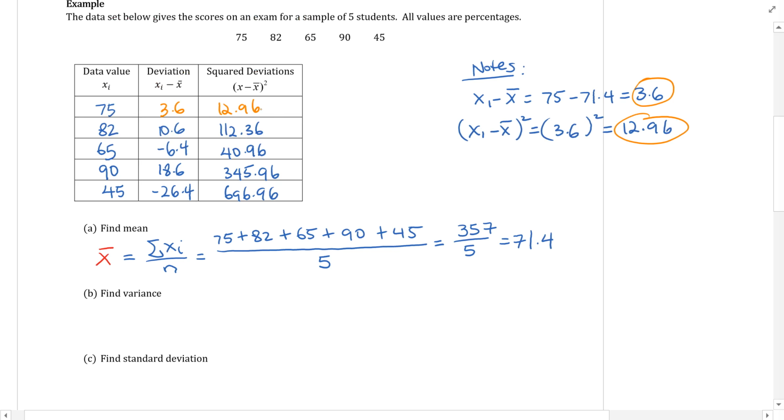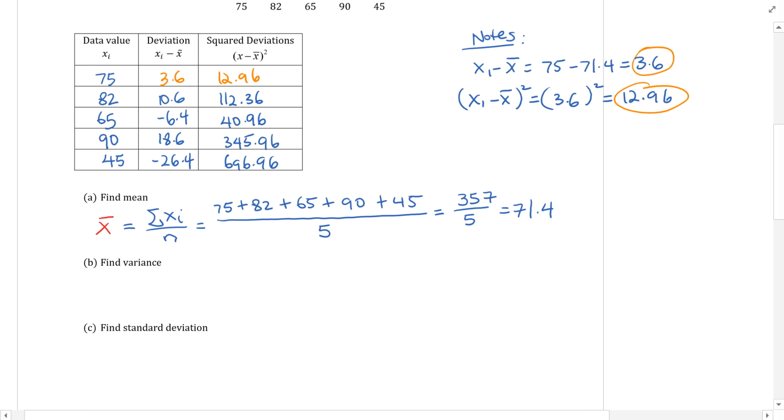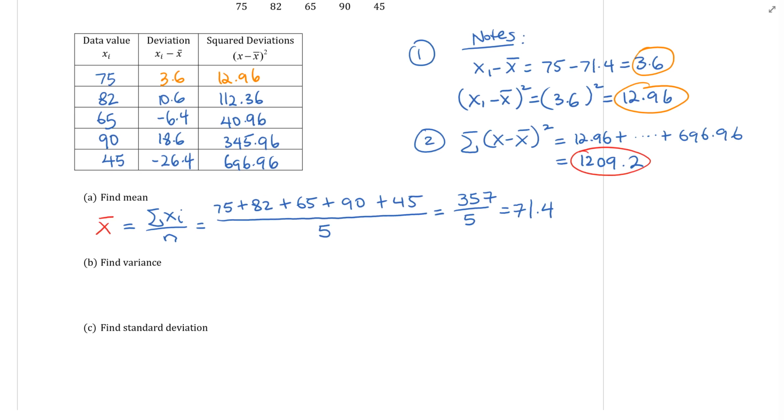Now I'm going to use that setup here, the sum of the last column, which is 12.96 plus 112.36 plus 40.96 plus 345.96 and then plus 696.96. That's going to give me the summation of xi minus x bar squared. So when you add them up, I got 1209.2, and that's the sum of this column over here. Now let's calculate the variance.